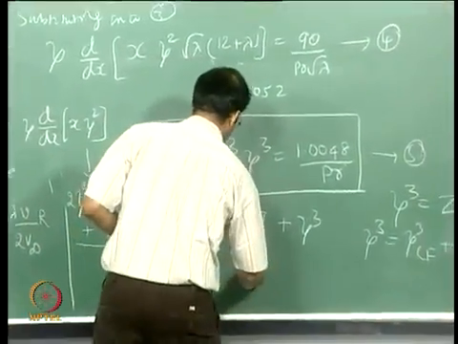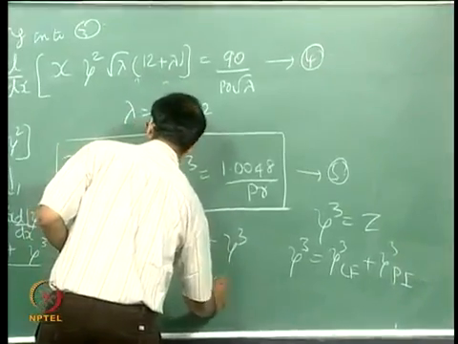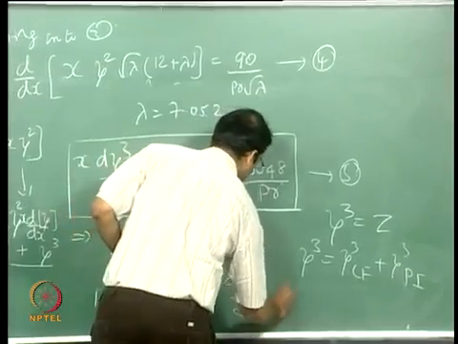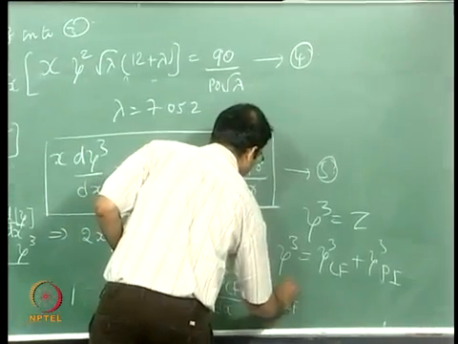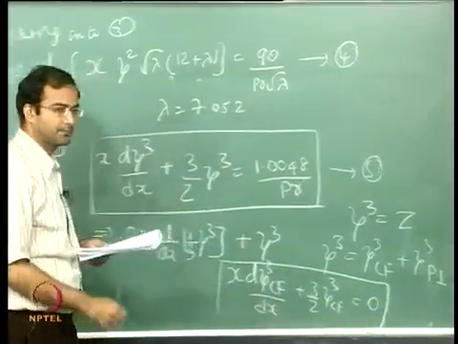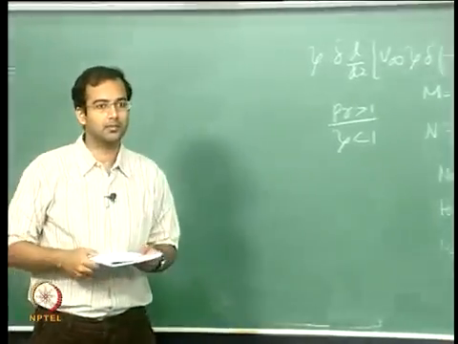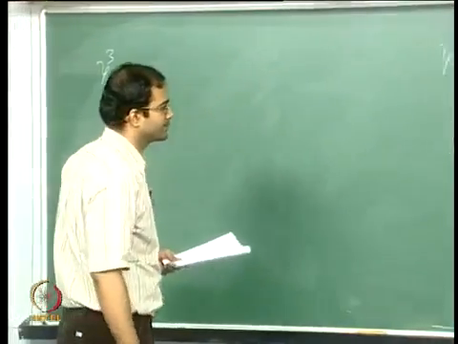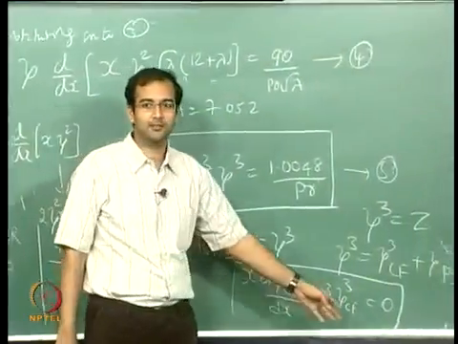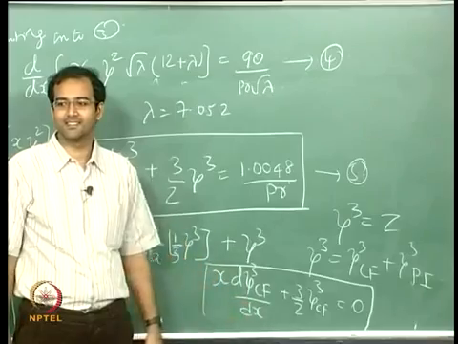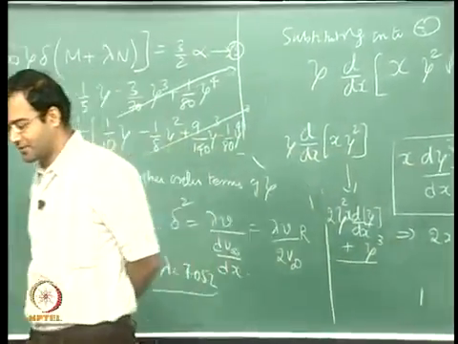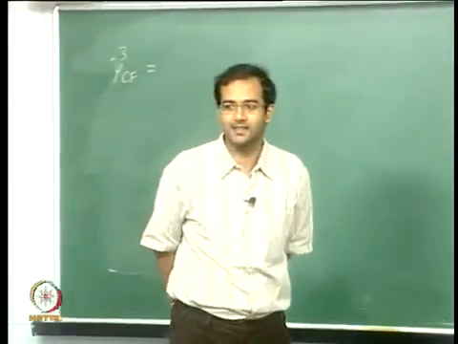Okay, so it has to satisfy x d zeta cube CF by dx plus 3 by 2 zeta cube CF equal to 0. So this is the solution to the homogeneous part. So what should be the complementary function? Solve this by separation of variables. You have forgotten all your ODE basics.